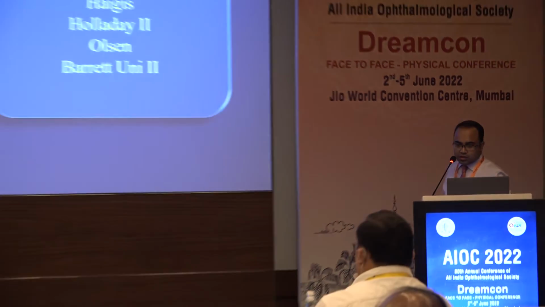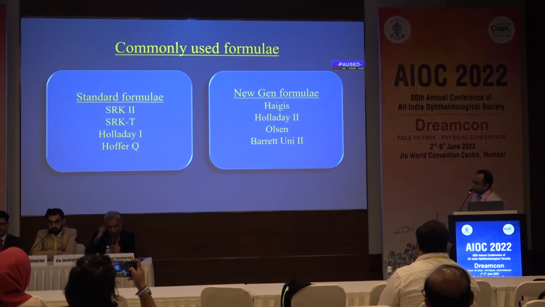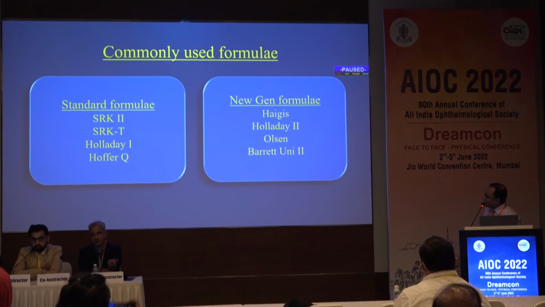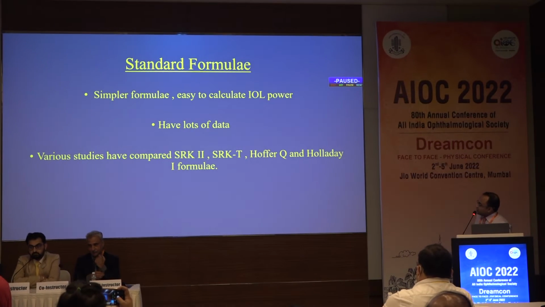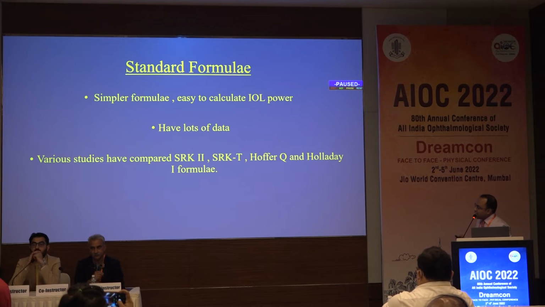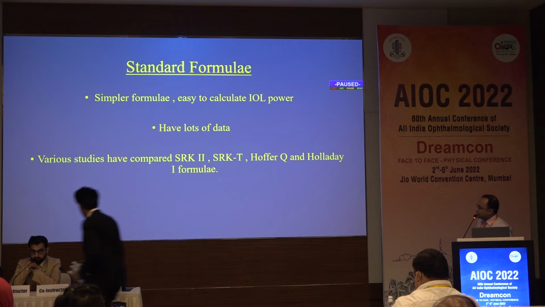So now the question is, what formula do we use? We have a lot of formulas. The standard ones we use were the SRK2, SRK-T, Holladay 1, Hoffer Q, and the newer generation ones are the Haigis, Holladay 2, Olsen, and the Barrett Universal 2. The standard formulas are easy to calculate, have lots of data because they have been used for a long duration, and there are various studies that have compared SRK2, SRK-T, Hoffer Q, and Holladay 1.